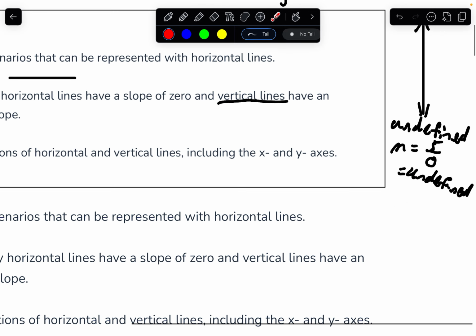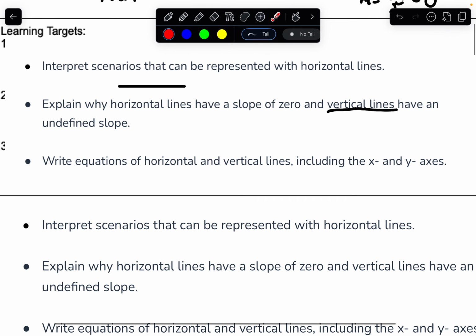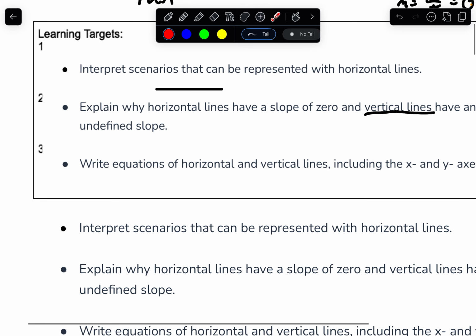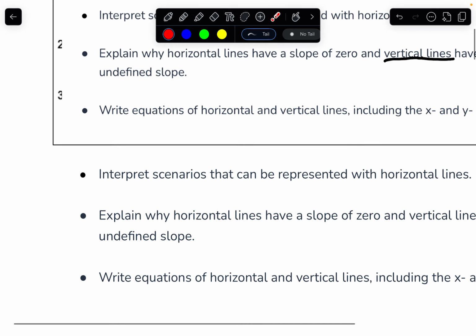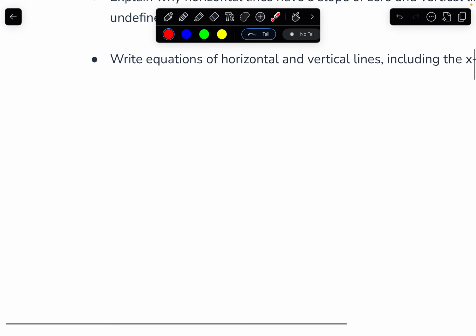All right? Then the third learning target is to write equations of horizontal and vertical lines, including the x and y axis. That's pretty straightforward and just shows up in a problem part of one question in the activity. So here we go.